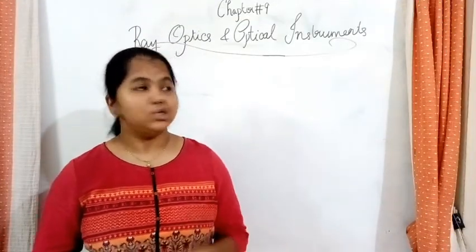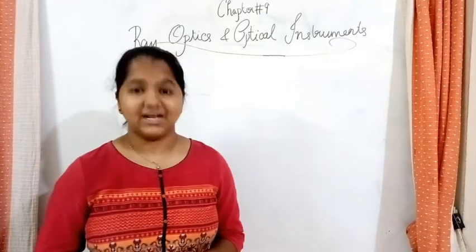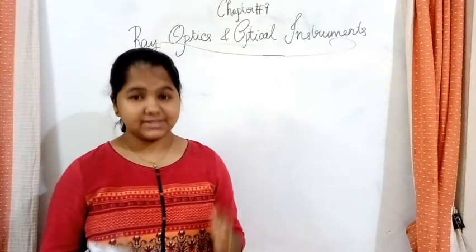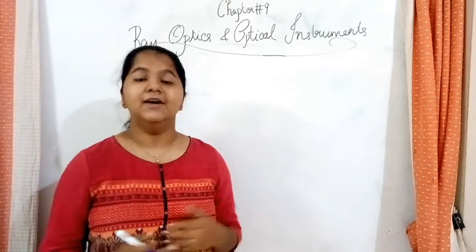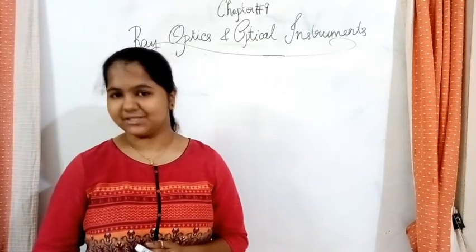Today we'll be dealing with Chapter 9 of Physics, Class 12 CBSE, that is Chapter 1 of the second textbook. The name of the chapter is Ray Optics and Optical Instruments.